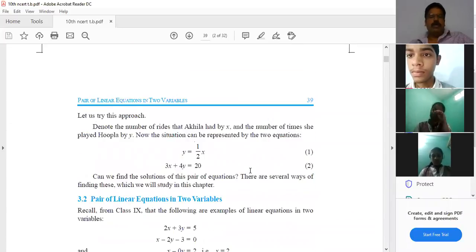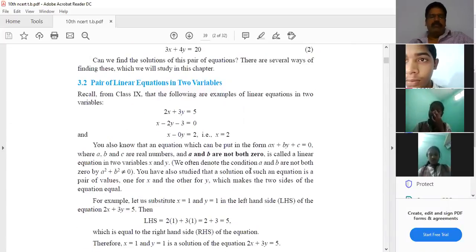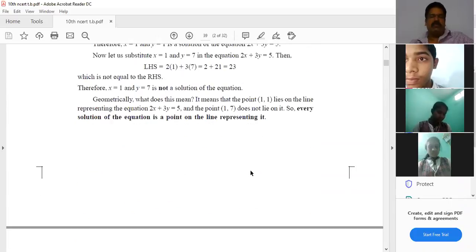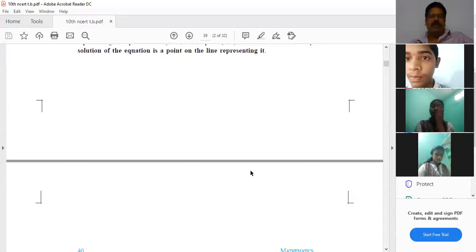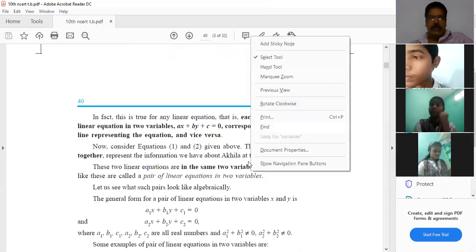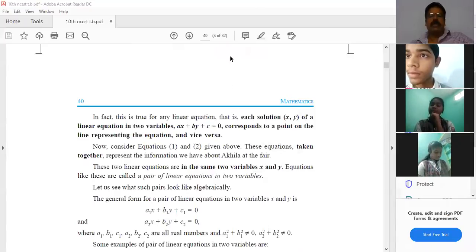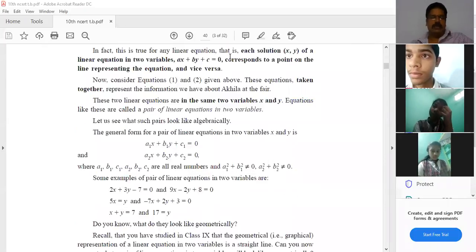Yesterday we did the solution of a pair of linear equations in the graphical method. Some students are still joining. I told you before, enter within 5 minutes.